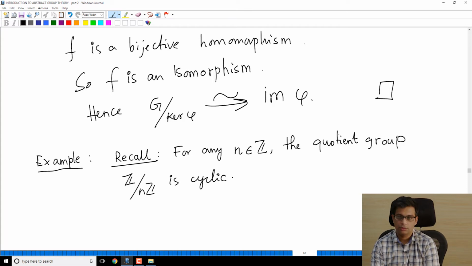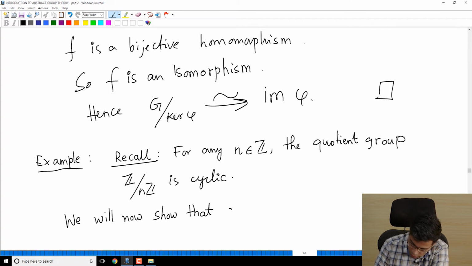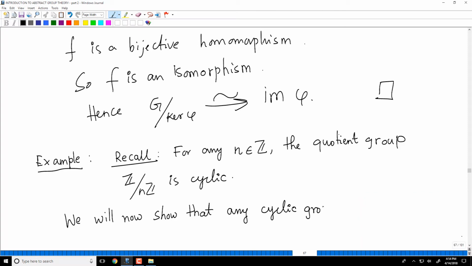where after we talked about quotient groups, we explicitly calculated quotient groups for subgroups of Z. So in particular, Z mod nZ we concluded was cyclic. I left the last part for you to check as an exercise. Now we will show a sort of converse for this. We will now show that any cyclic group is isomorphic to Z mod nZ for some n.